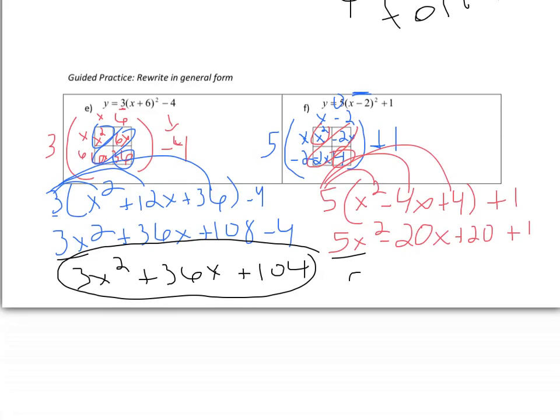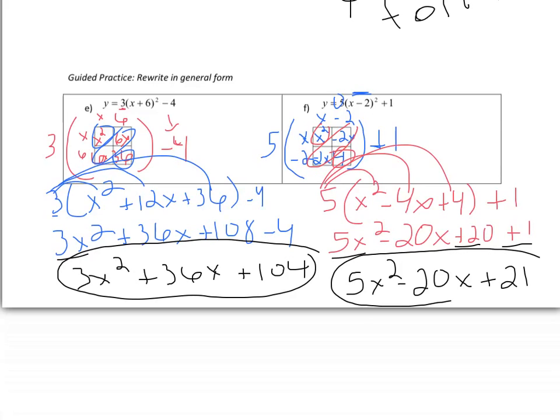Combine like terms, 5x squared minus 20x. And 20 plus 1 is a positive 21. And that is general form.